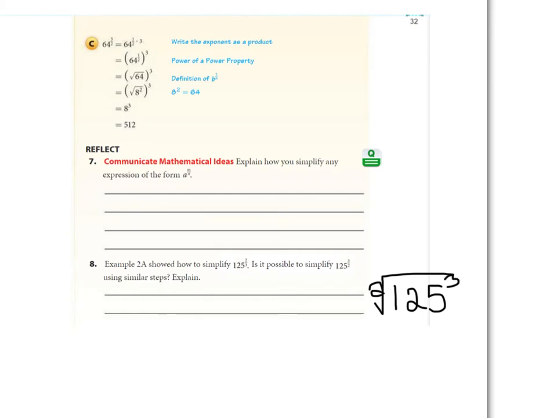Now, can you take the square root of 125? And you can check that in your calculator. And the answer is no. So because you can't do that, we can't really simplify it using the same steps. You can write it the same, but this one doesn't simplify. And no, it wouldn't matter if you cube 125 and then take the square root. If you can't square root it first, it's going to be the same way if you try to take care of the exponent first.